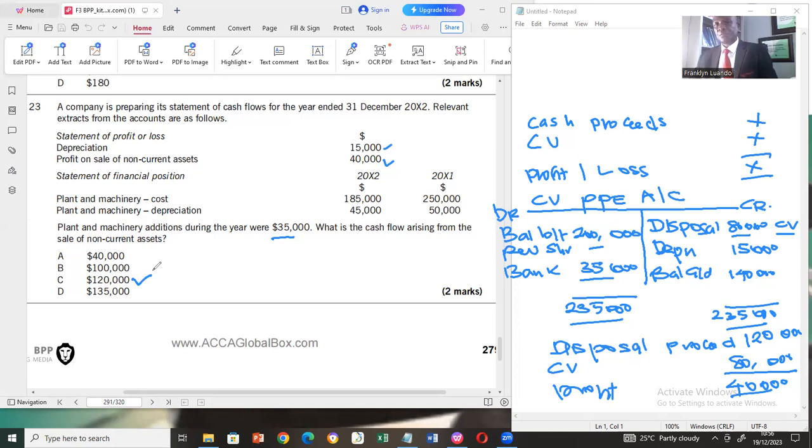Now, there is another method that you can use using the cost. If you are using the cost, you have to do a lot more. There are sometimes when you are not given the carrying value, you cannot determine the carrying value. So which means you do not have an option. You just have to use the cost. So let's look at the cost.